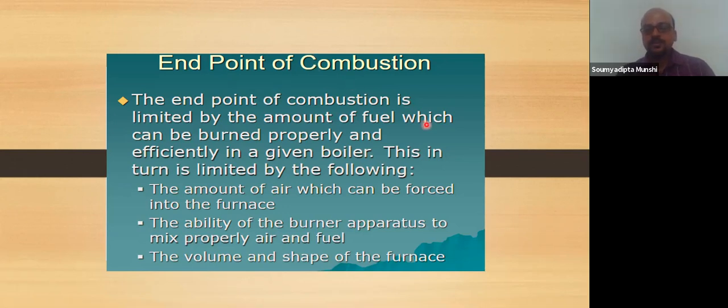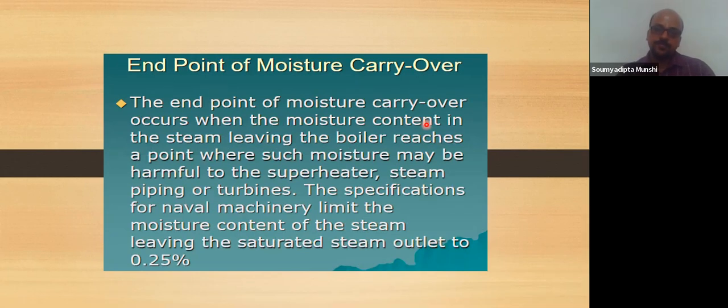The second one is the end point of moisture carryover. End point of moisture carryover means that when water is converted to steam, some particles of the steam carry water molecules, so the moisture is carried over. When steam is separated from the water inside the drum and stored in the upper side of the drum, and we take the steam out to the superheater, there is some moisture going to the superheater.